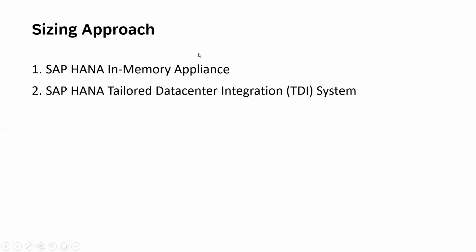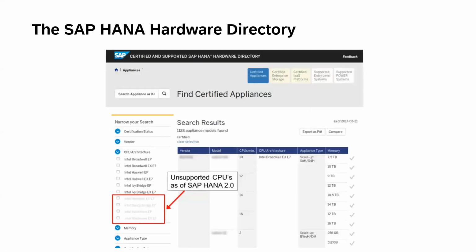So let's move forward. The sizing approach here, this is the hardware directory. If you're going with the appliances, you can look for the certified appliances on the SAP website or link. You can choose from there.